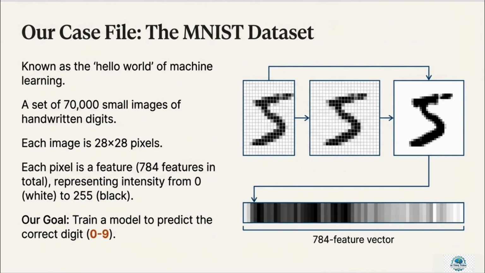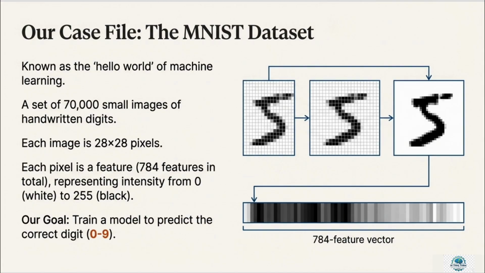To learn these concepts, you need a dataset. We will be using the Hello World of Machine Learning, the MNIST dataset. If you study machine learning, you will encounter this data sooner or later. It is a massive collection of 70,000 small images of digits handwritten by high school students and Census Bureau employees.